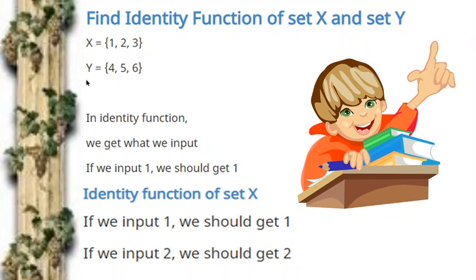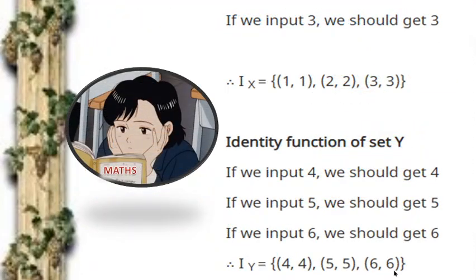If set x is {1, 2, 3} and y is {4, 5, 6}, as we have done for identity relation, in the same way here also whatever we give as input, the same thing we get as output. So the identity function of set x will be (1,1), (2,2), (3,3), and for set y it will be (4,4), (5,5) and (6,6).